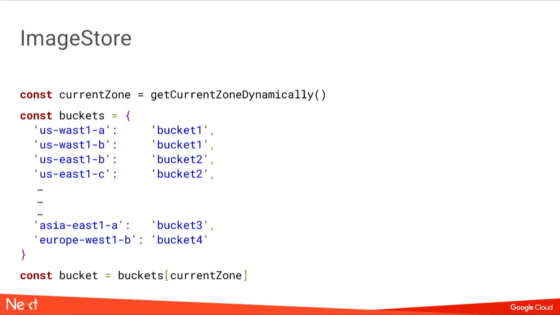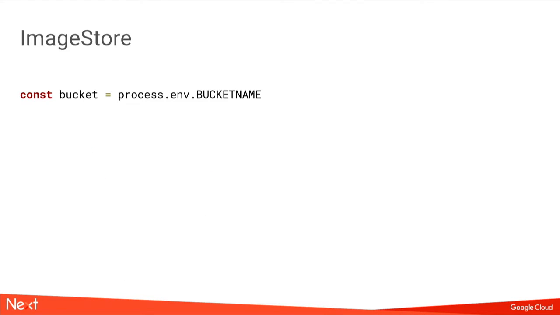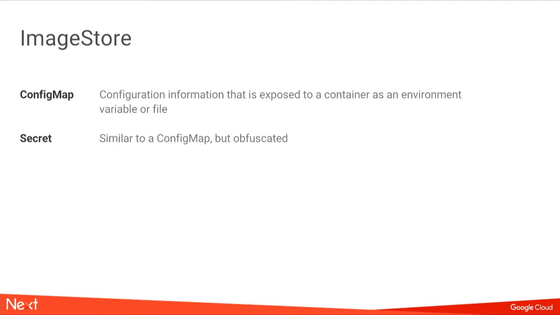You could do something like this. You can get the current zone dynamically, because GCE will report what data center it's running in. And then you have this huge mapping table saying, if I'm running in US West 1A, then use bucket 1, and oh my gosh. Every time you add something new, right? Let's say you want to add S3 into this. Well, OK, got to go edit it, right? And that sucks. What if you could just do this? Just use the environment variable and automatically get it. That sounds good to me.